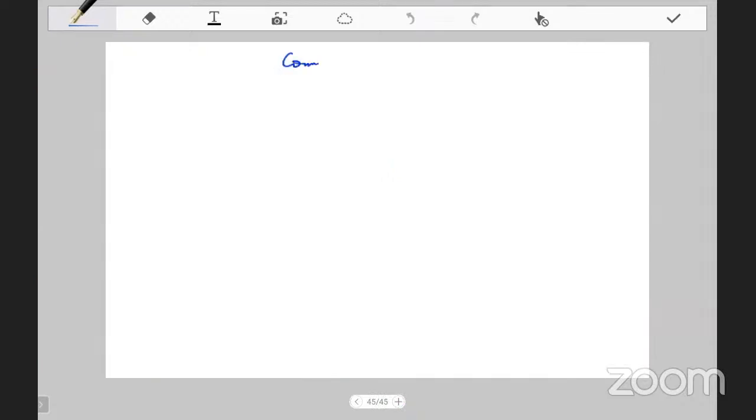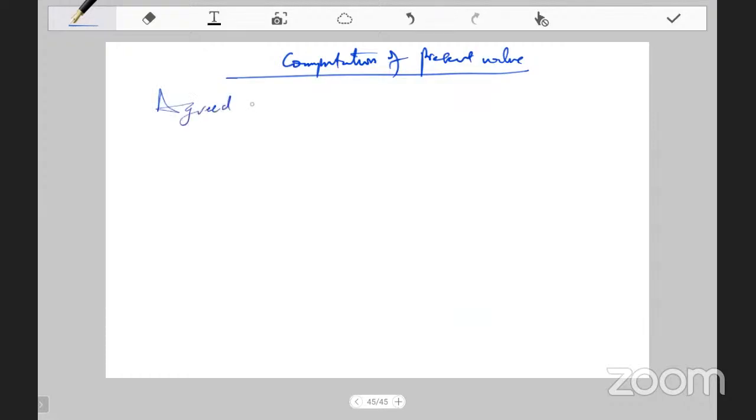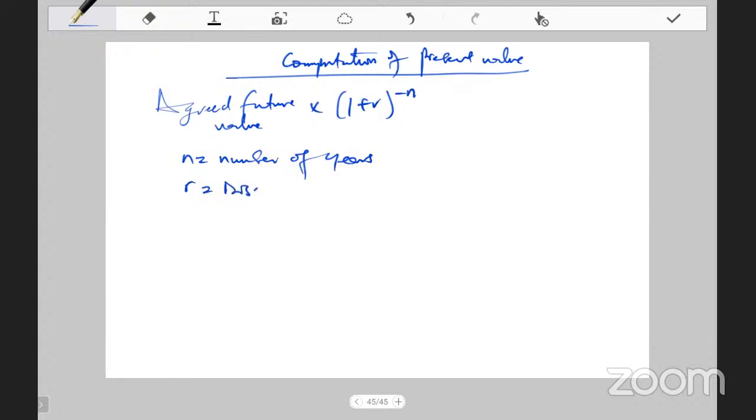On that formula, let me just write it again. Computation of present value. So what do I have? We said the agreed future value times the discount factor. Please, N is what we call the number of years, while R is referred to as the discount factor rate. Are you there now? So that's what we have.